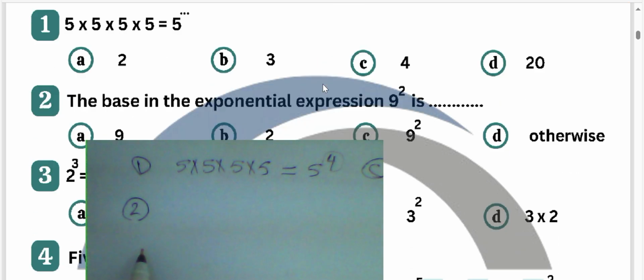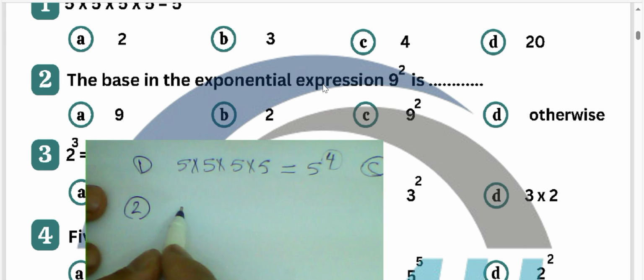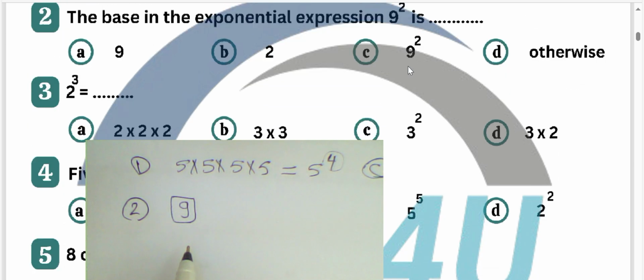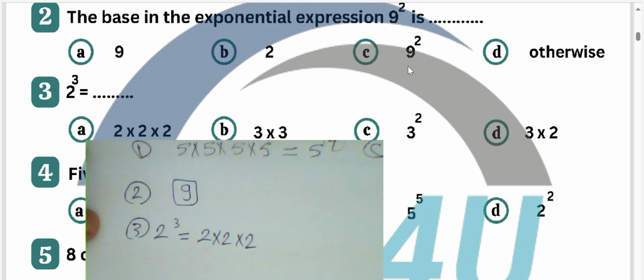Next question, number 2, the base in the exponential expression 9 power 2 will be 9. Here 9 we call the base, but 2 we call the power. Next question, number 3, 2 power 3 will be 2 by 2 by 2, 2 times itself 3 times.